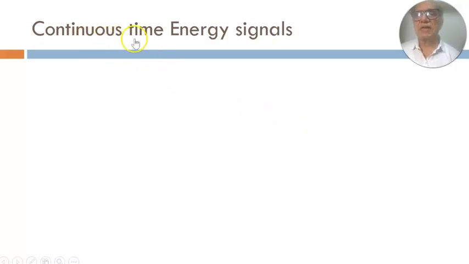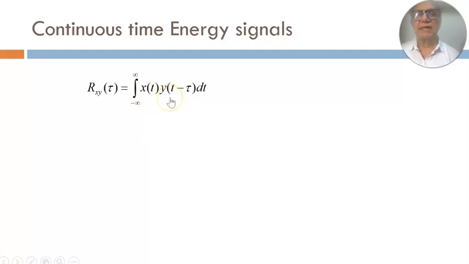So let us first of all start with continuous time energy signals. Since the correlation is defined differently for energy and power signals, we have to take those two cases separately, and we first consider continuous time energy signals, and let us see the definition.